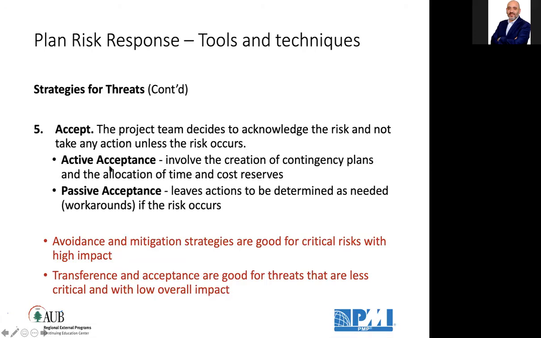Acceptance could be active acceptance or passive. Active انه رح نقبل الريسك بس رح نحط لها contingency plan. It's going to be part of the contingency plan, ورح نحط لها contingency plan time and cost reserve. Passive acceptance رح نتركها ربانية, and we will determine workarounds if and when the risk occurs. Avoidance and mitigation are good for critical risks with high impact. Don't accept them like this. Transference and acceptance are good for threats that are less critical and or with low impact.